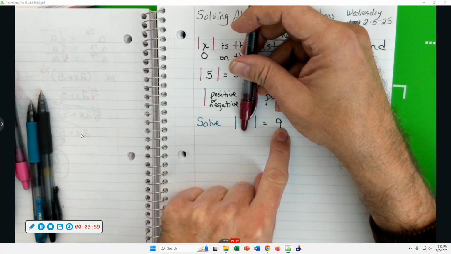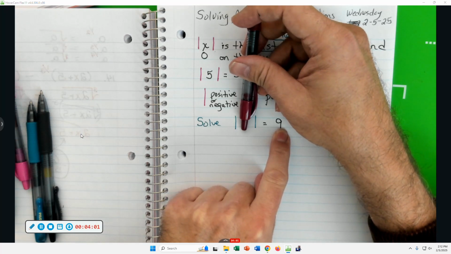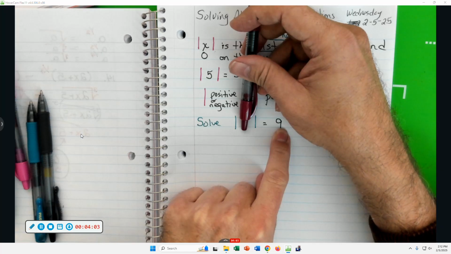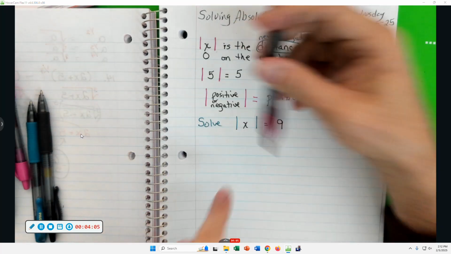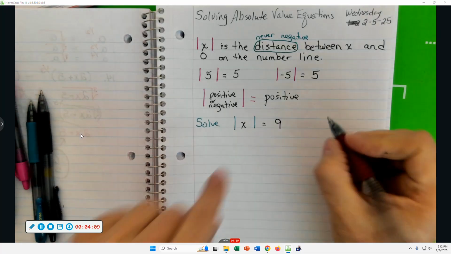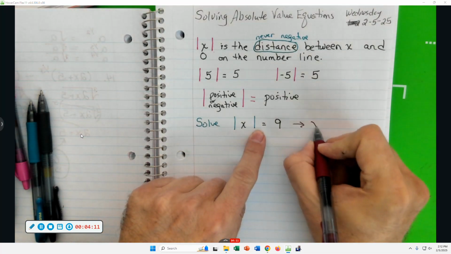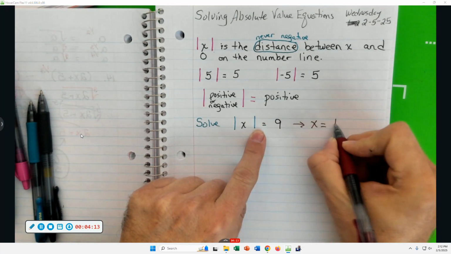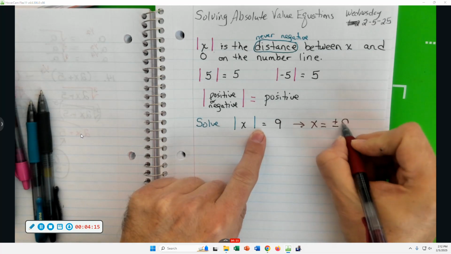9, okay. Positive 9. Is there another number? Negative 9. So what you've just done is solved your first absolute value equation. x has to be either positive 9 or negative 9.